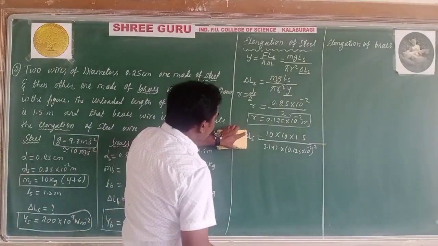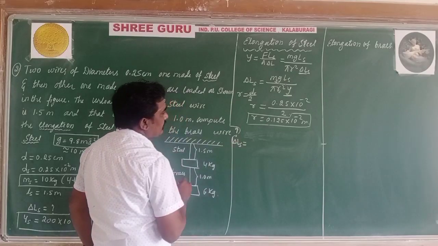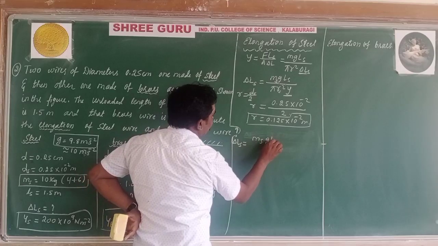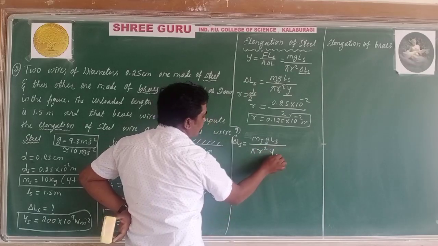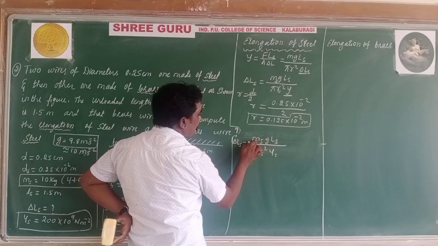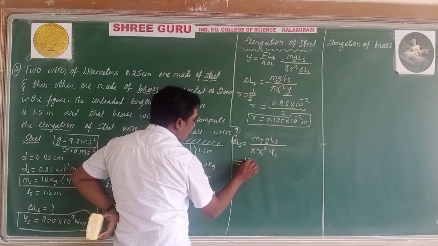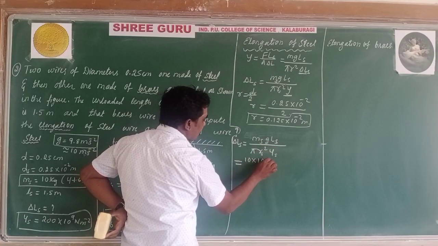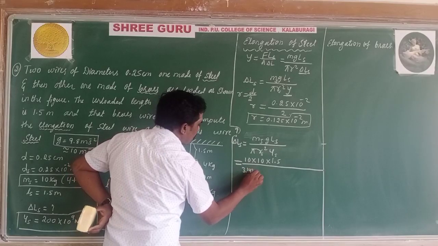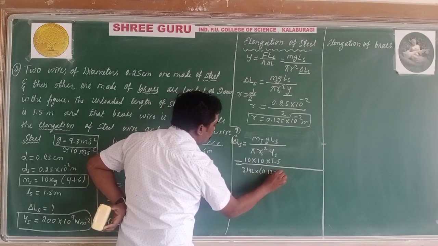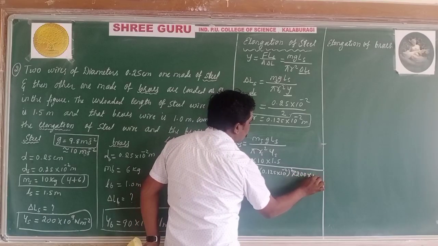Just write very clearly, otherwise I am going to write once again. We should find delta LS. What is the formula? M S G LS divided by pi R square into Y. Y is the Young's modulus of steel, R is the radius of steel, MS means mass of steel, and LS is the length of steel. Now substitute the values. Mass is 10 kg, g value is 10 meter per second square, length is 1.5, pi is 3.142, and R is 0.125 into 10 raised to minus 2 whole square.